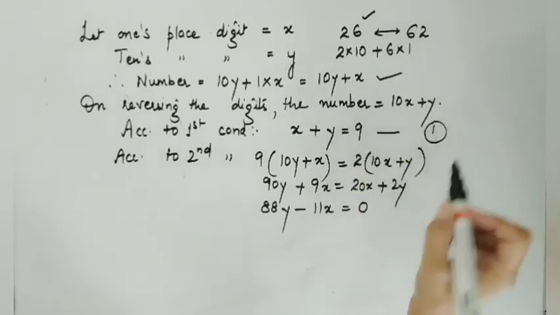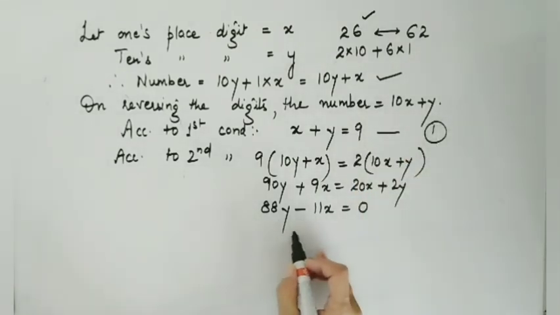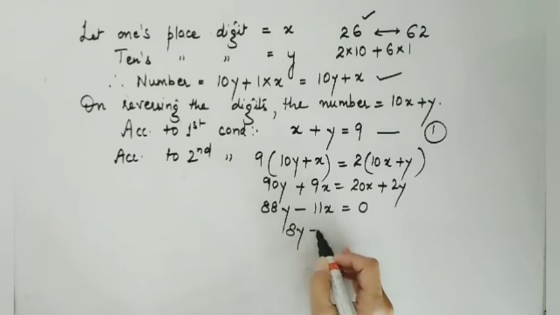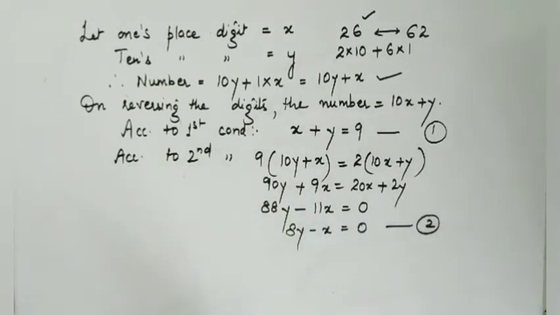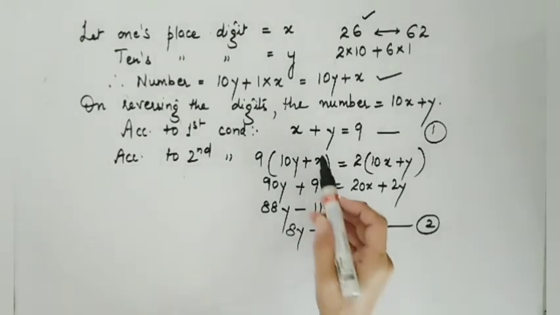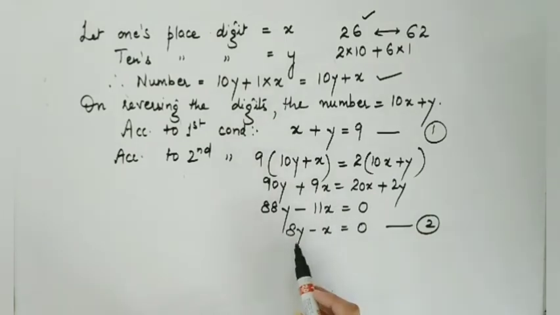We would be dealing with equation 1, and 8y minus x equals to 0. This is our equation 2. So we have obtained two equations. First is x plus y is 9. Second is 8 times y minus x is 0.